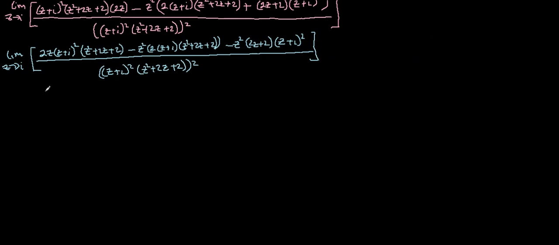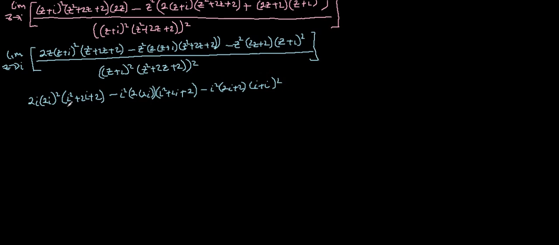So from here we are going to do the substitution right away, and if we do that, we are going to have 2i into (2i) squared into (i squared plus 2i plus 2), then this is minus i squared into 2 into 2i, and this is multiplying (i squared plus 2i plus 2), minus i squared into (2i plus 2) into (i plus i) squared, or divided by (i plus i) squared into (i squared plus 2i plus 2). This is all squared then.